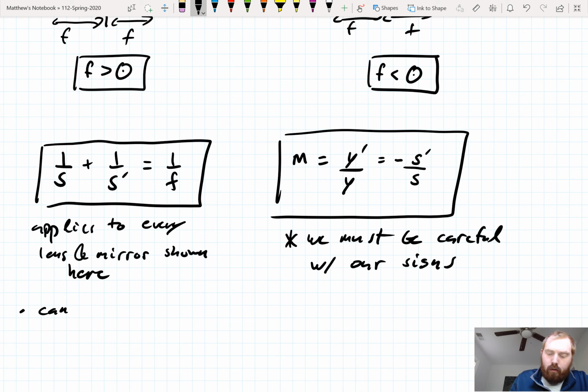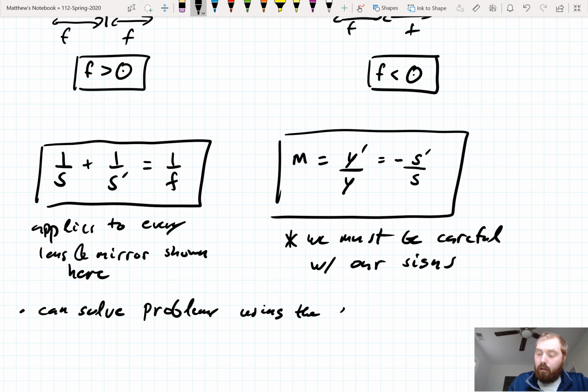So we can solve problems using the equations, and using what's called the principal rays.